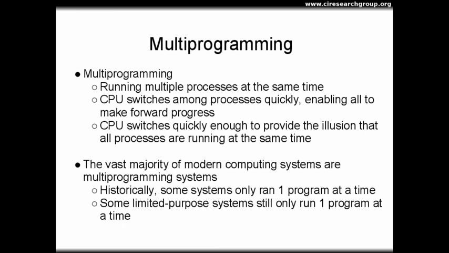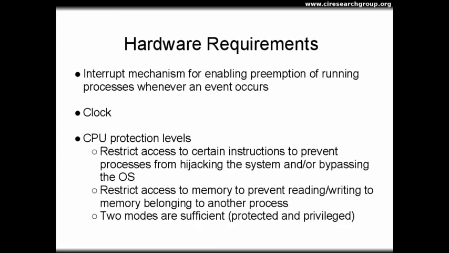The vast majority of modern computing systems, with the exception of some special purpose systems, are multiprogramming systems. Some of the old computer systems of the day were batch systems that only ran one application at a time. Now, in order to support multiprogramming, we have to have certain features in our computer hardware. First of these is an interrupt mechanism for enabling preemption of running processes whenever some kind of event occurs. We have to have a way of stopping a process, handling an event, and then restarting the process.